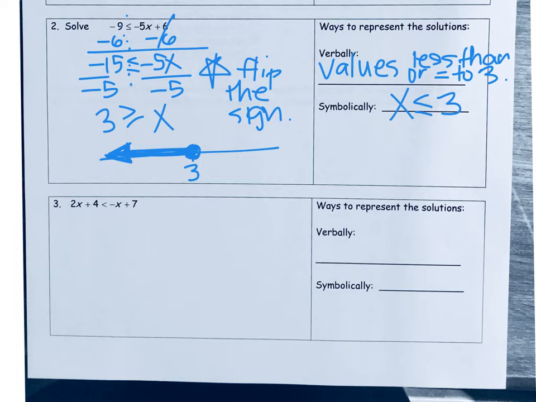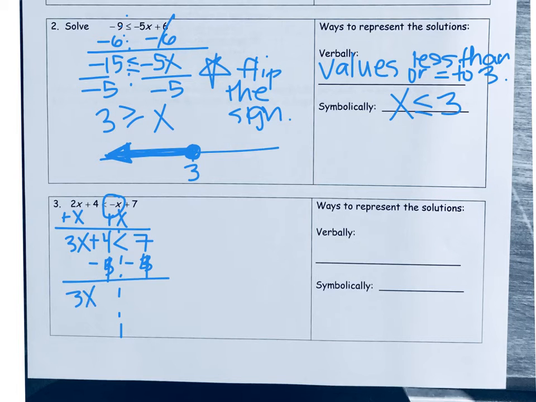Our last one, I notice that I have a smaller x value over here, so I'm going to add x to both sides. I have 3x plus 4. My symbol stays the same. I didn't multiply or divide by a negative. I subtract 3 from both sides. I subtract 4 from both sides. I have 3x less than 3. I still haven't multiplied or divided by a negative. And when I divide both sides by 3, I get x less than 1.